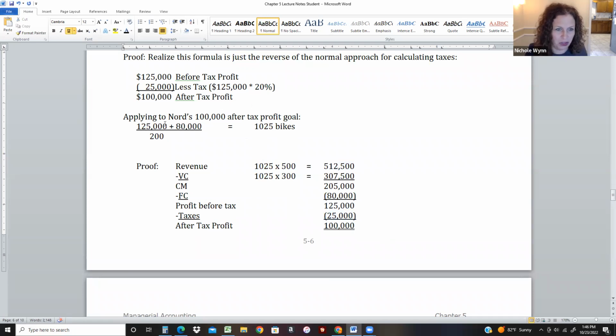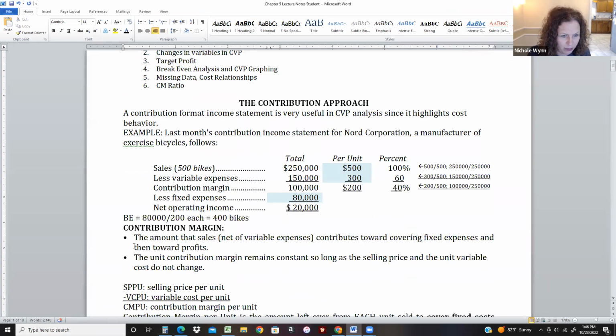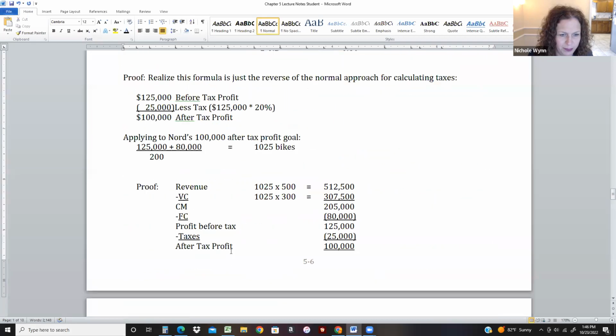So that works. The key here is just adding whatever you want for profit to the top part of your break-even formula. Our break-even formula is fixed cost divided by CMPU. All right, so back down here.